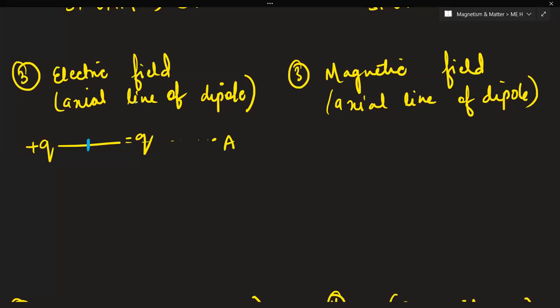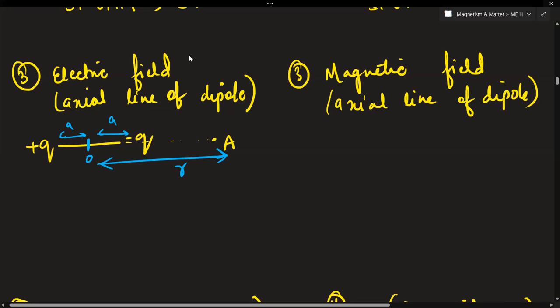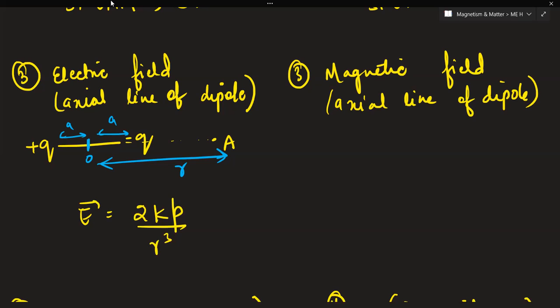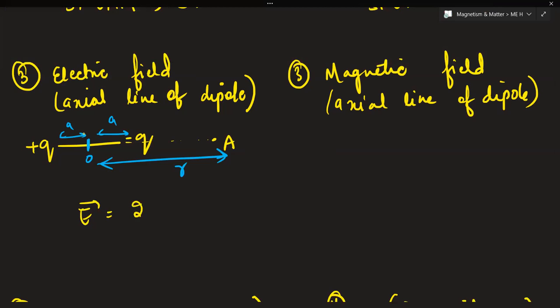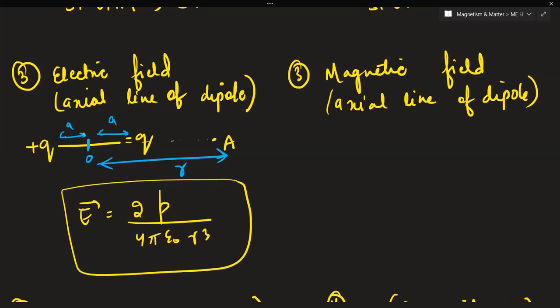So from the center, this separation is what? This separation is R. And this separation is A, this separation is A. So 2A, definitely this is the middle, so it will be A and this will be R. So the formula for this is what? The formula of electric field is 2kp divided by R cube, or let me not write k, because both the values of constant are different now. So this is 2 times 1 over 4 pi epsilon naught, 2kp by R cube. This is the axial line.